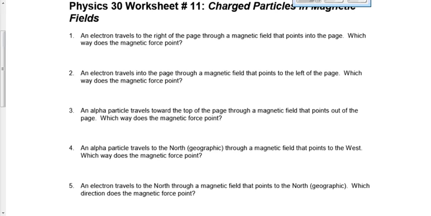Number 1 says an electron, which means it's a negative particle, so we'll use our left hand for this, travels to the right of the page through a magnetic field that points into the page. Are they perpendicular? To the right of the page, into the page. Perpendicular? Yes, which means we can use the hand rule that we learned about. So let's do that. Left thumb to the right of the page, fingers into the page. For me, it looks like this, but for you, it looks like this. Thumb, fingers this way. That's okay, it doesn't matter.